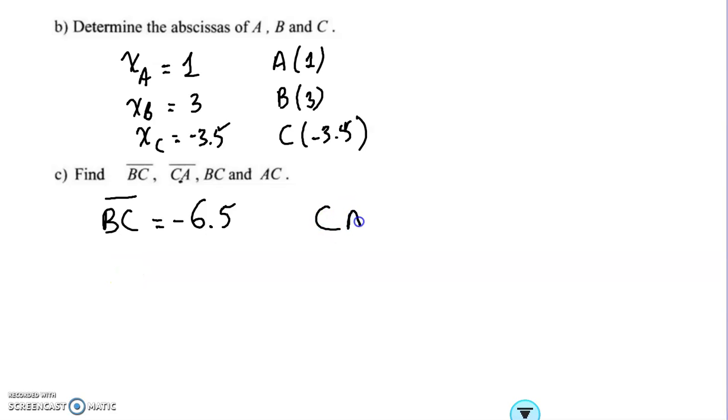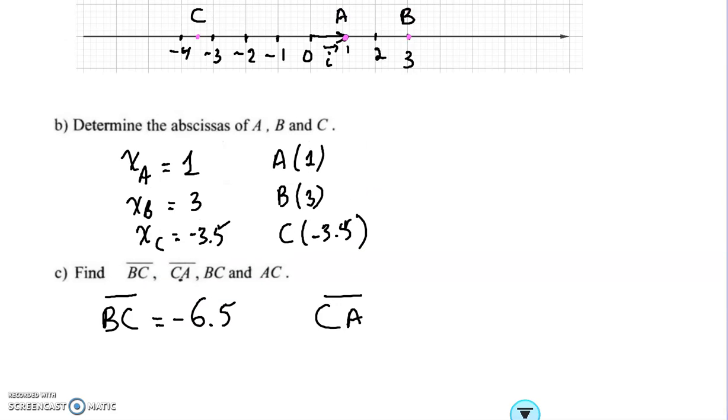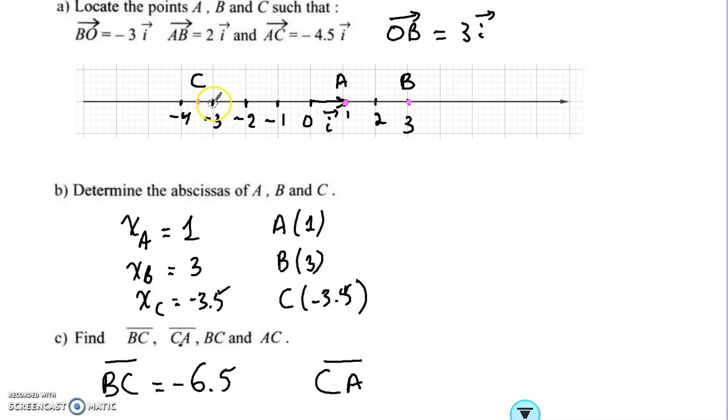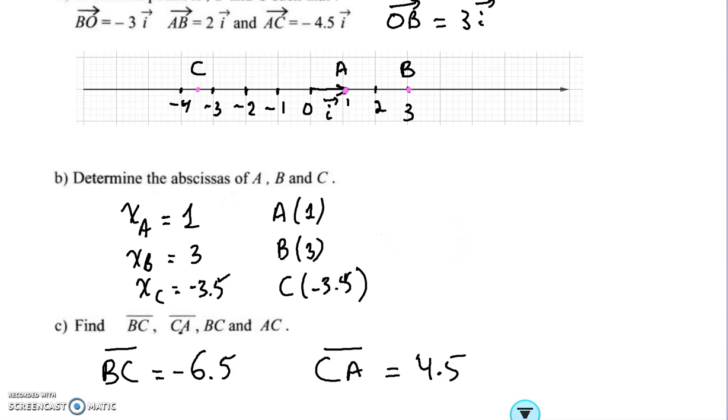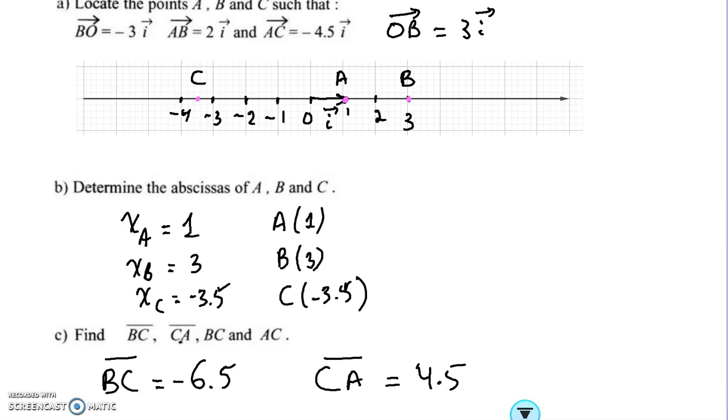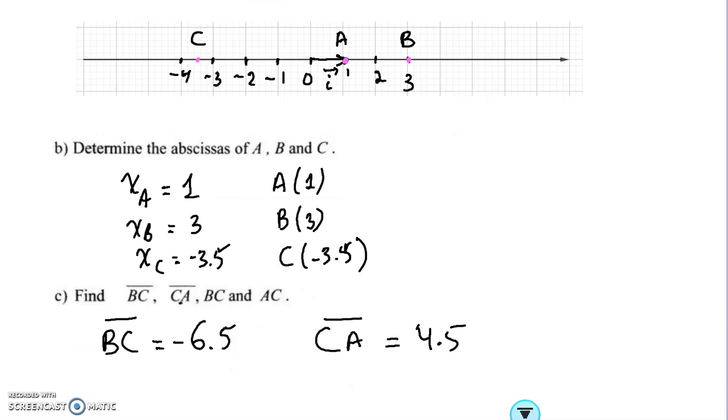So CA, algebraic measure of CA. To go from C to A, we move 0.5 unit, 1, 2, 3, 4. So 4.5 units. Is it in the positive sense or negative sense compared to I? So vector CA has the same sense as I. This means that it's plus.